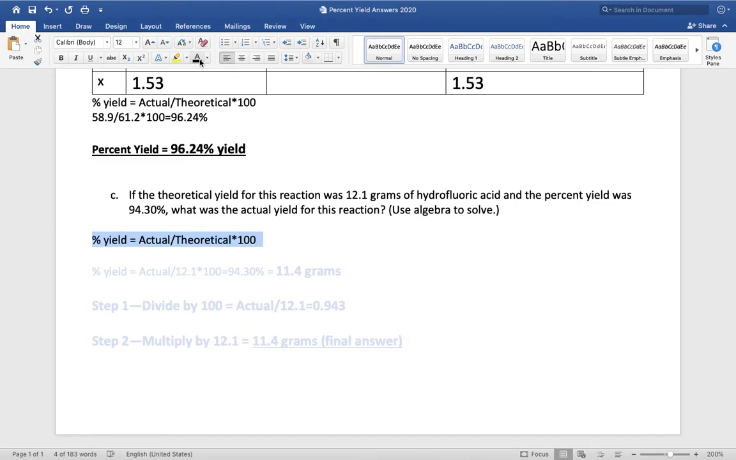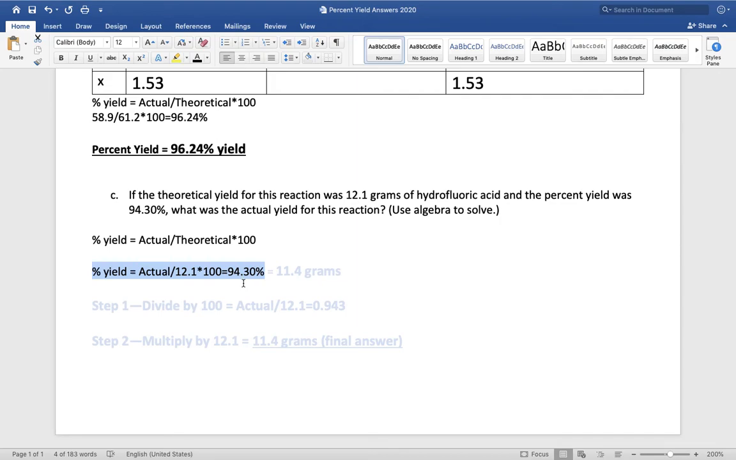There's my initial percent yield equation, and when I plug in what I have thus far, this is what I know. I'm solving for the actual. I don't know what that is, so that's my unknown. I know my theoretical is 12.1. I know it's times 100, and I know I got a final answer percent yield of 94.30.